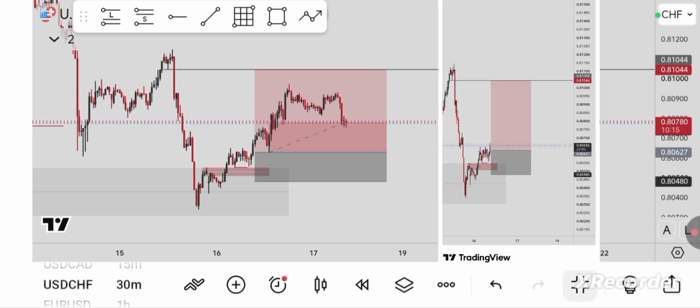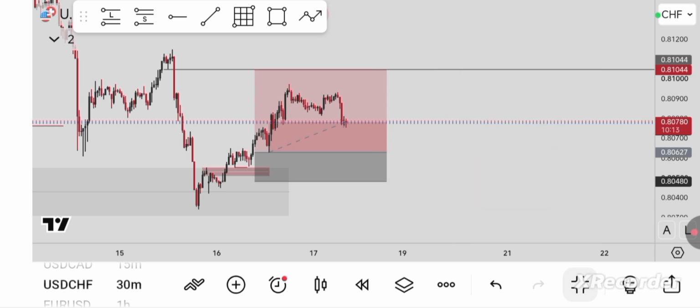First of all, I took a couple of trades yesterday. I took a trade on USDCHF and a trade on GBPJPY or GBPAUD, but I also missed some trades yesterday, but I'm going to show you them. But first of all, let's go through the reason why I took this trade and the reason why I closed this trade this morning.